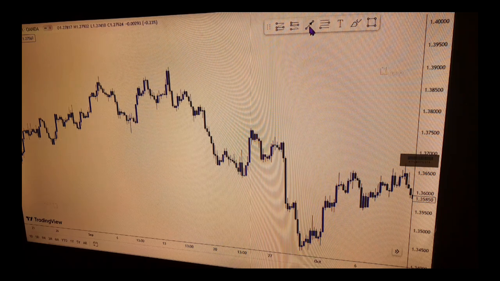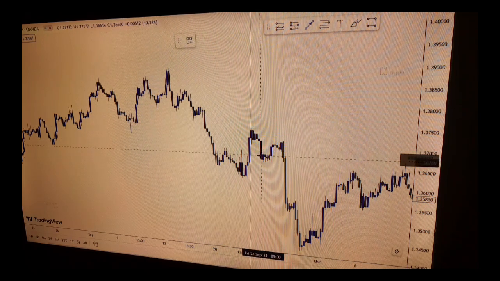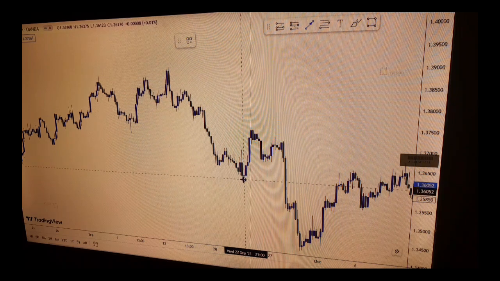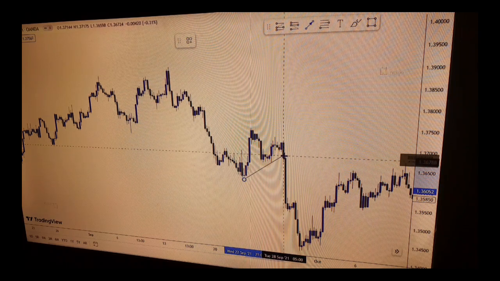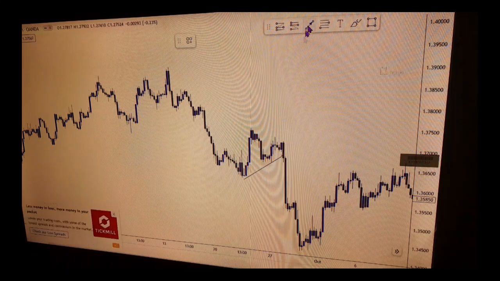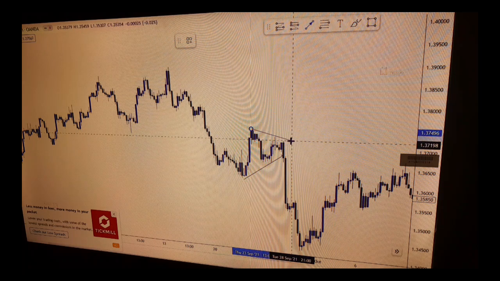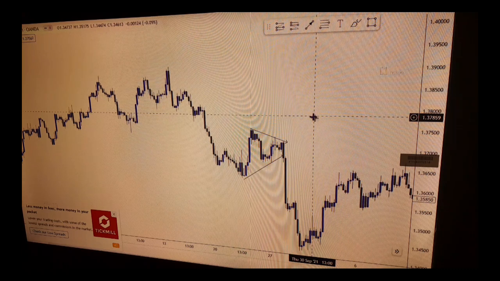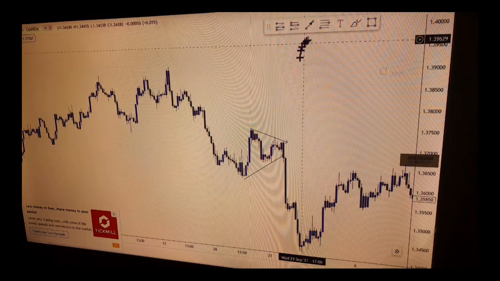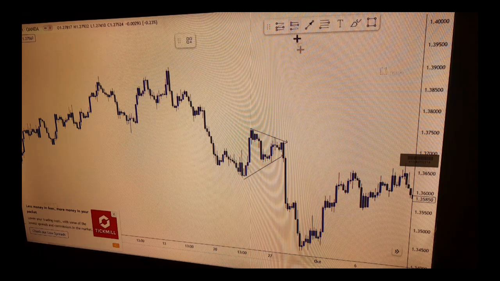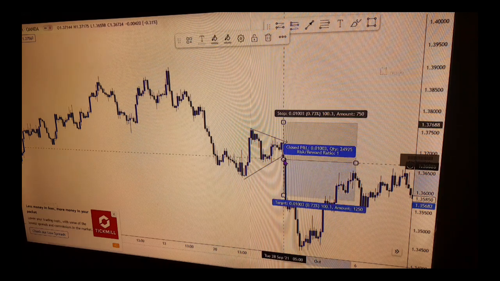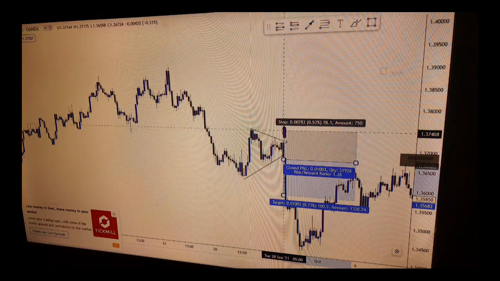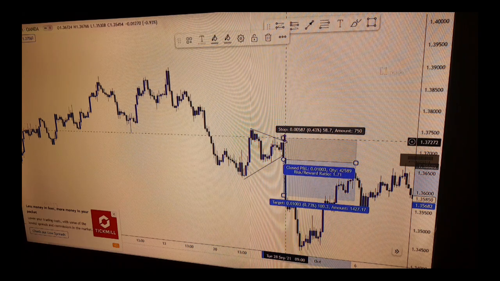To see that it actually formed a symmetrical triangle, you need to come and draw your trend lines like this. This is what you are going to do to confirm that it's a symmetrical triangle. So your entry point, like I said, needs to be at the breakout to be on the safer side. This is what you're going to trade, and also your stop loss needs to be below right there.